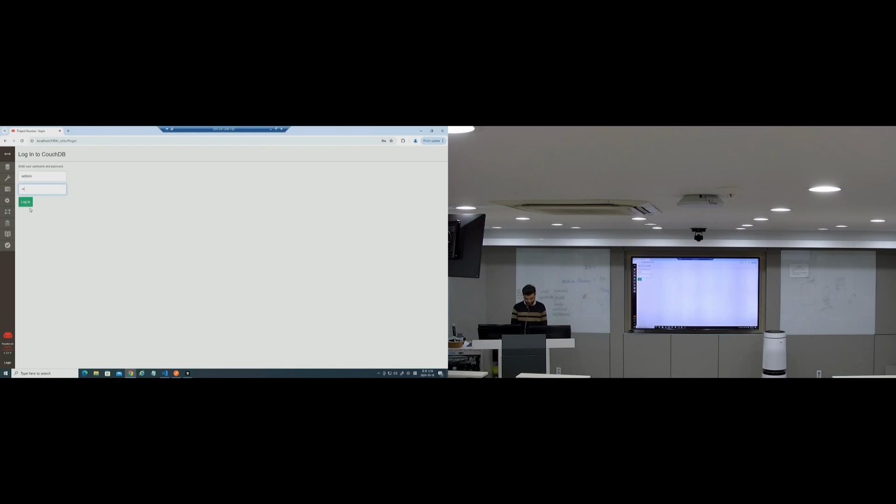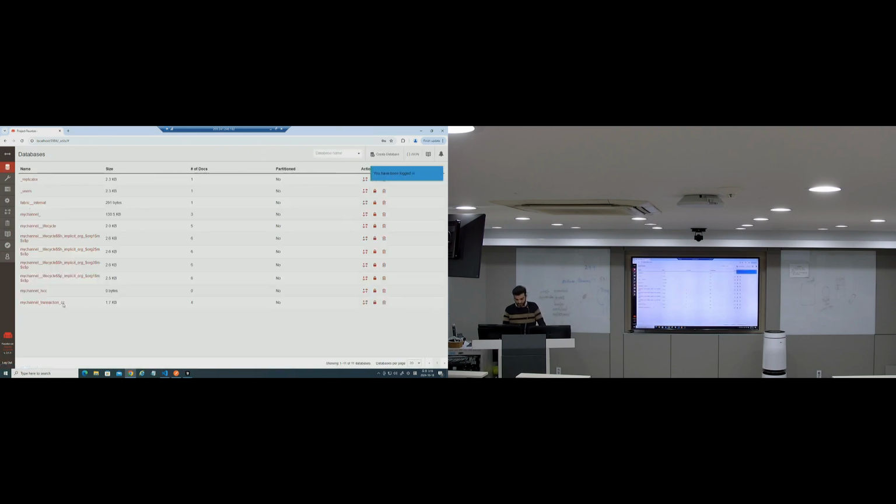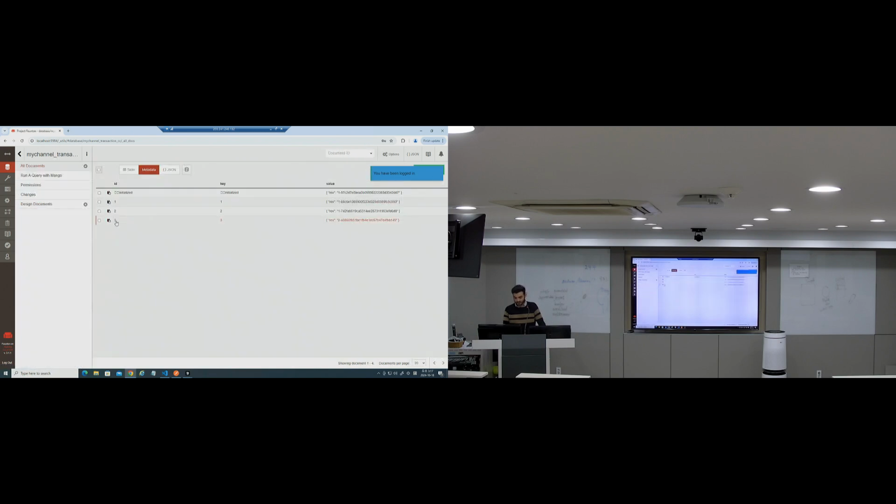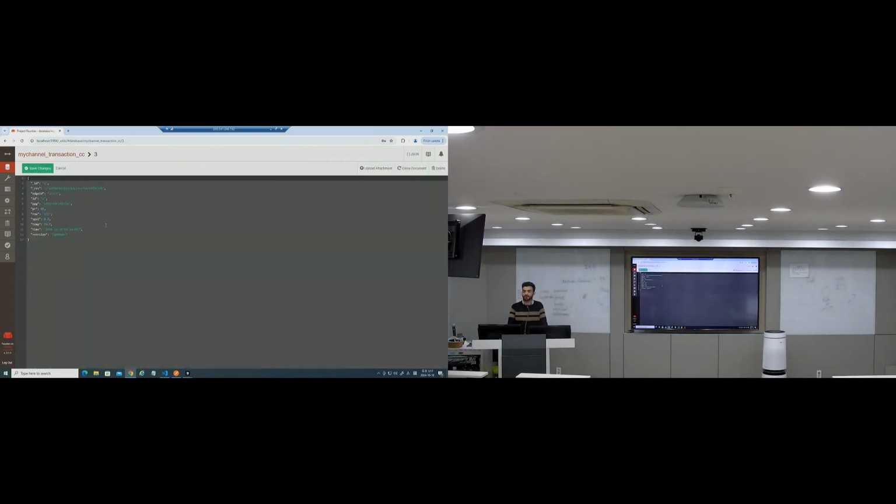Now I will confirm this by logging into the database, and as you can see in the transaction, here is the data that we stored, and it has been successfully stored onto the blockchain, and we have already queried it as well.